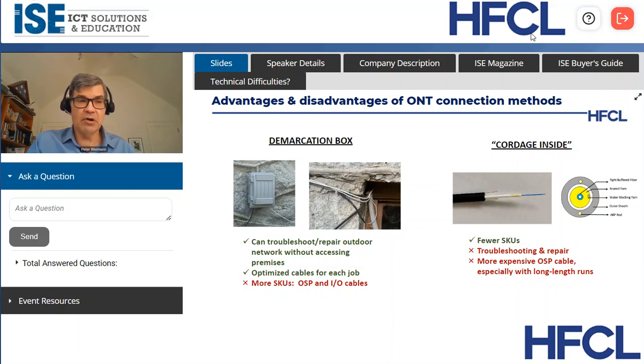The cordage inside approach, well, you've got your indoor cable and your outdoor cable together in one unit. But if there's troubleshooting required, you're probably going to have to get into the customer premises and have the customer be home in order to fix it. And also putting a cordage inside an outside plant cable just costs more than having regular fiber in there. And if you've got a really long length run, that might add up.